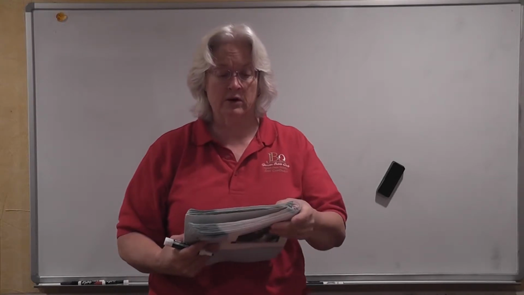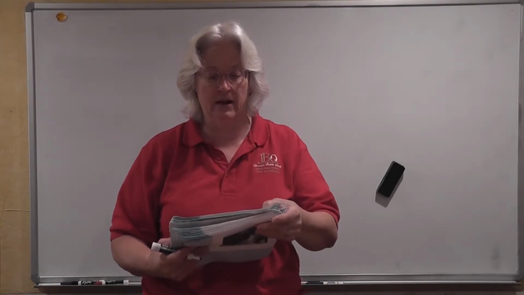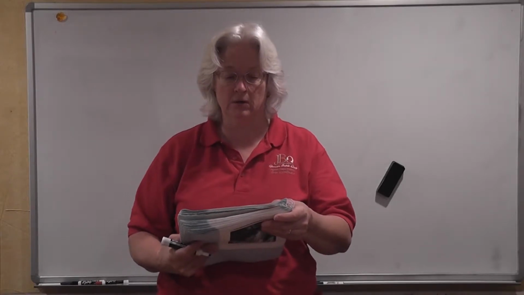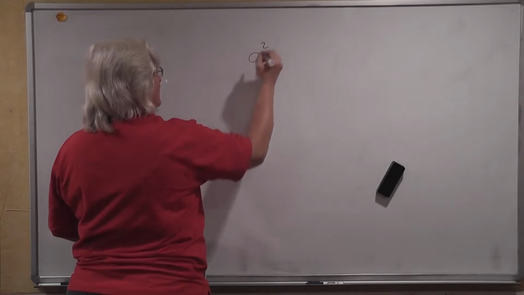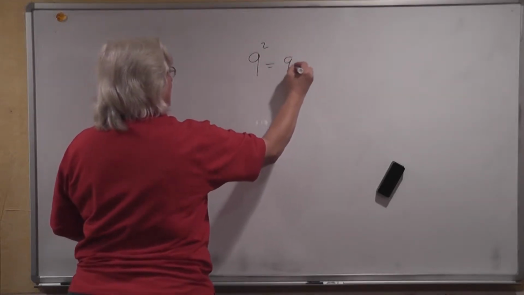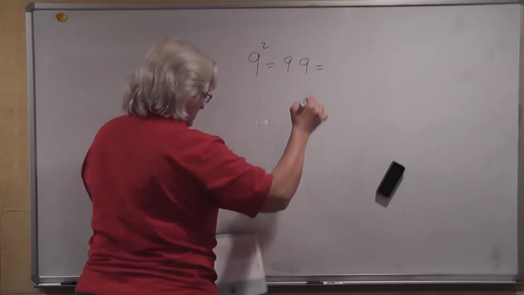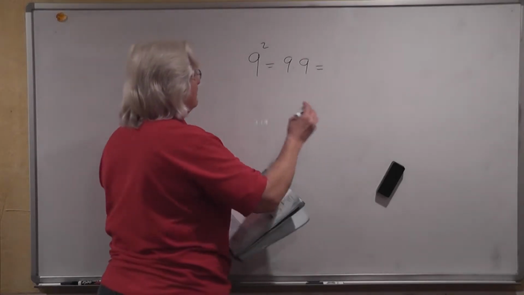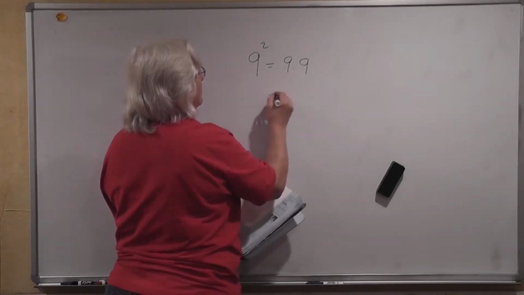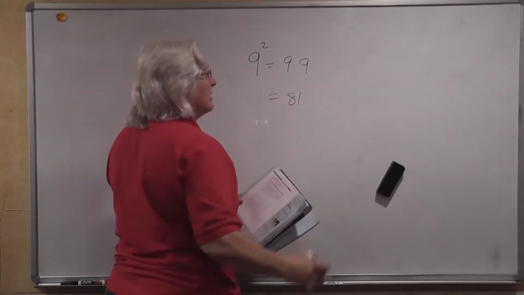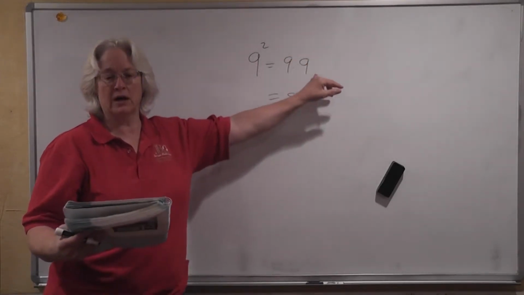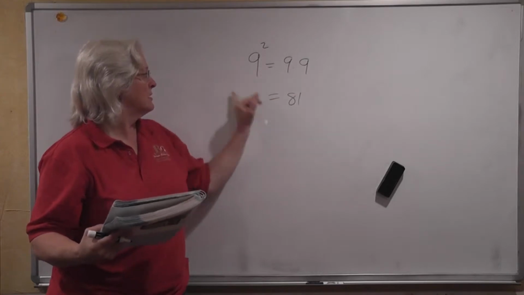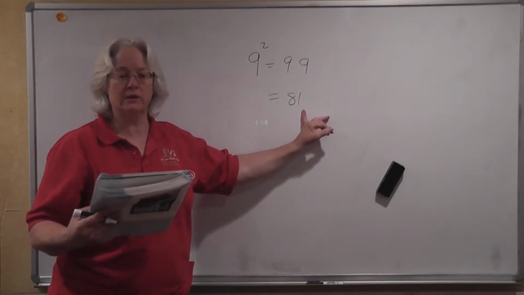Recall that to square a number, you multiply the number by itself. Consider the square of the number 9 below. So we have 9 with the exponent 2. That's equal to 9 times 9, which has a value of 81. And you've heard me say this is read 9 squared is equal to 9 times 9. 9 times 9 is equal to 81.